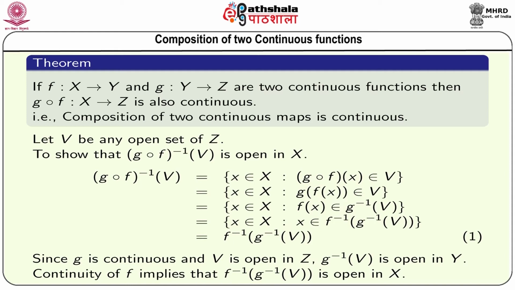Now, since g is continuous and V is open in Z, g inverse V is open in Y. Now, the continuity of f implies that f inverse of g inverse V is open in X, and so by the equality (g composed f) inverse of V is equal to f inverse g inverse V, we can conclude that g composed f is a continuous function.